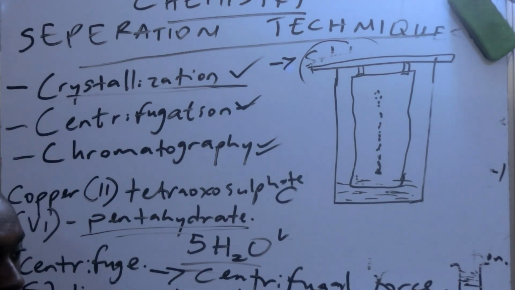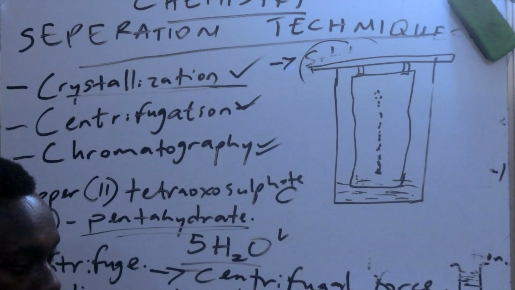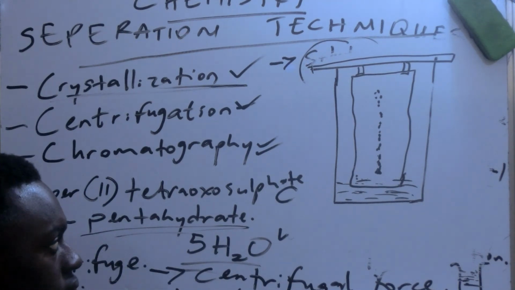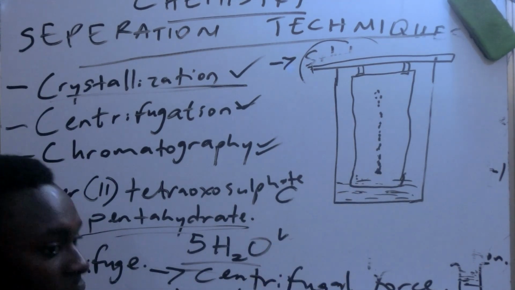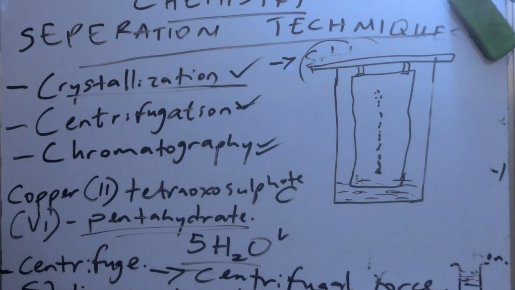For chromatography, unlike crystallization or centrifugation, you can't get the solvent back. Once it's separated, that's it. So, any other questions?